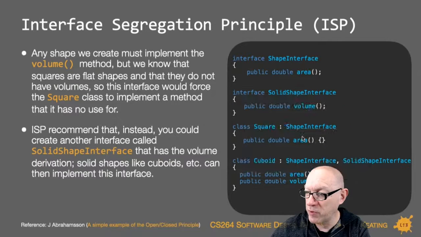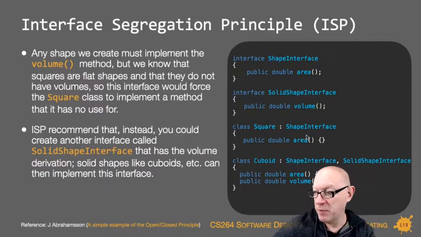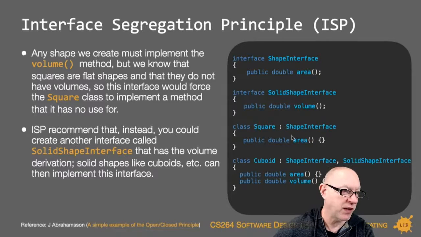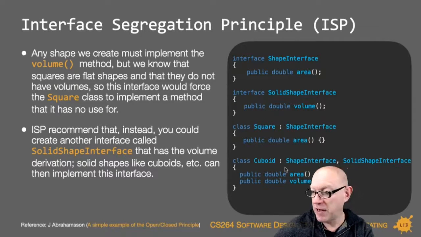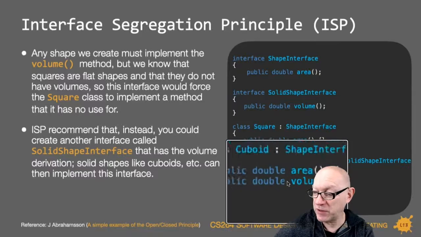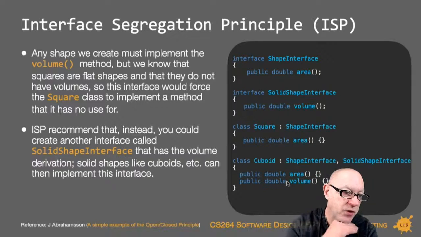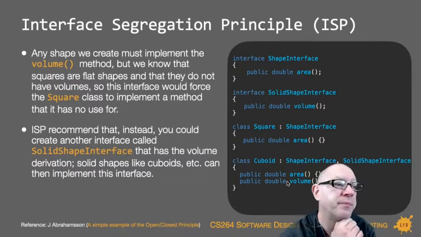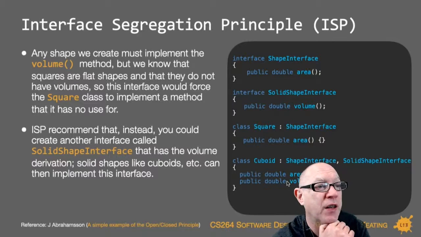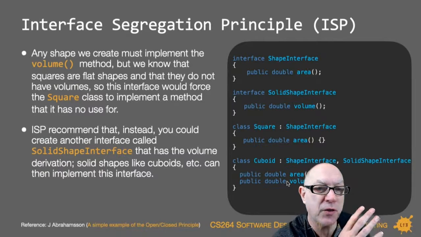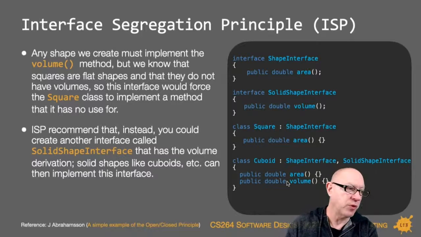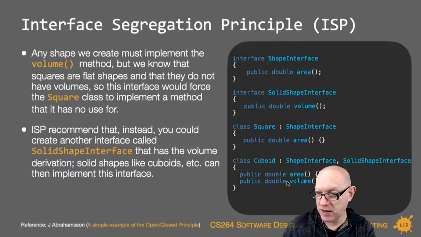And here, when we have a square, we say that it implements the shape interface. We're not saying that the square is a shape interface; we're saying it implements or does this. And the cuboid will implement the shape interface and the solid shape interface, because it will need to implement methods to calculate the area and the volume. Okay, I think that should make sense. If you think about it like this, using models that you understand, it can give you some sense of how you can get to a good design.